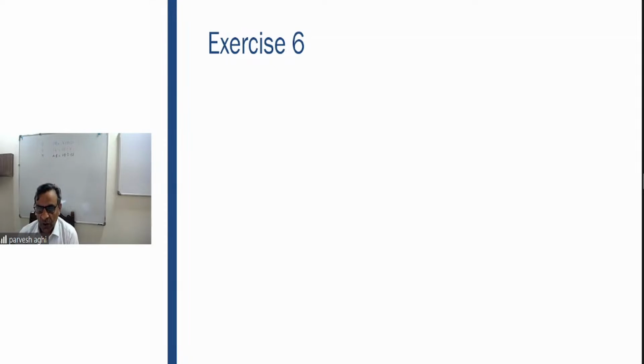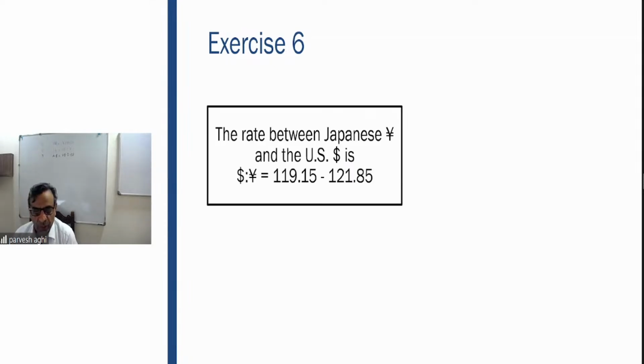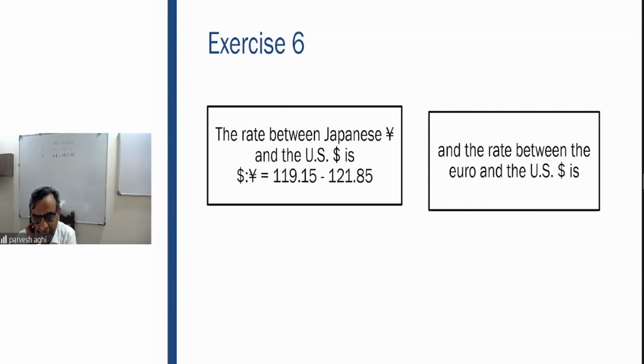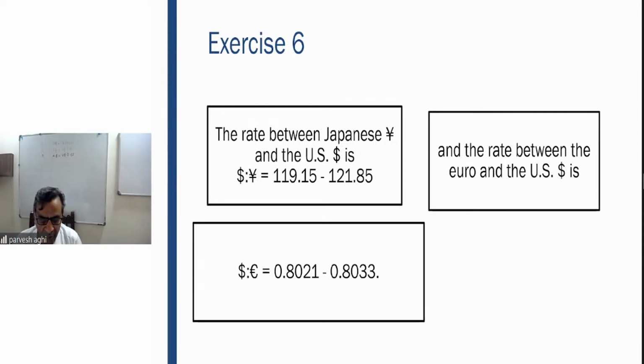So now let's do one more question. The rate between Japanese yen and US dollar is 119.15, 121.85. Now this is a little older. Of course, now $1 is equal to close to about 145 yen. So at the time of making the slide, $1 was equivalent to so many yen. Now this quote, which is given to you, is in reverse order, because 1 yen is not equal to so many dollars, but $1 is equal to so many yen. So remember that. And the rate between euro and US dollar is given like this.